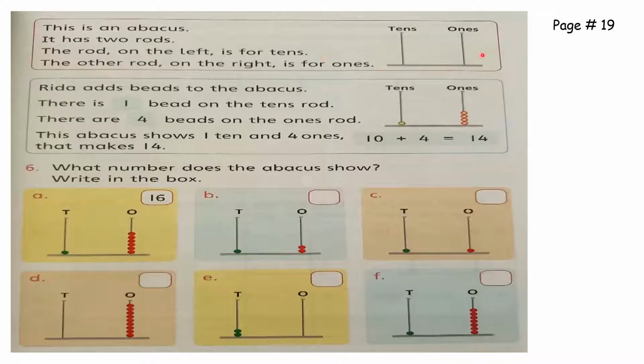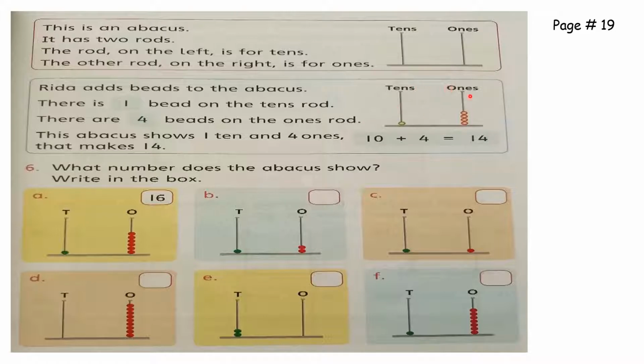This is an abacus. It has two rods. The rod on the left is for tens and the rod on the right is for ones. Rida adds beads to the abacus. There is one bead on the tens rod and four beads on the ones rod. Look here, there is only one bead in the tens rod and there are four beads on the ones rod.